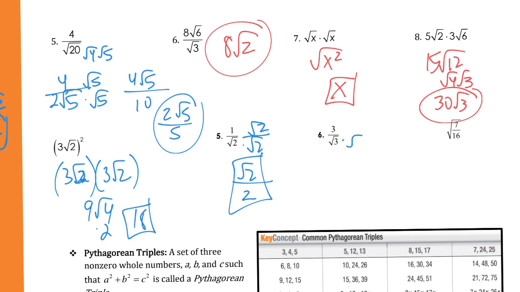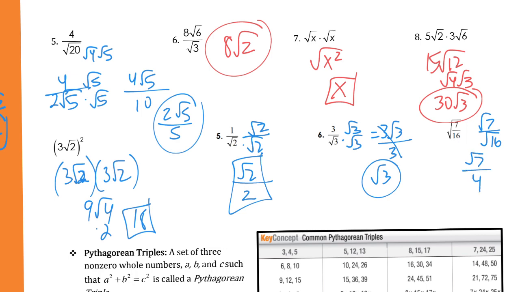Times this by the square root of 3 over the square root of 3, you get 3 square root of 3. And then on the bottom, you get square root of 9, which is 3. And then these coefficients will reduce. You get the square root of 3. Square root of 7 over 16 makes the square root of 7 over the square root of 16. That's the square root of 7 over 4.